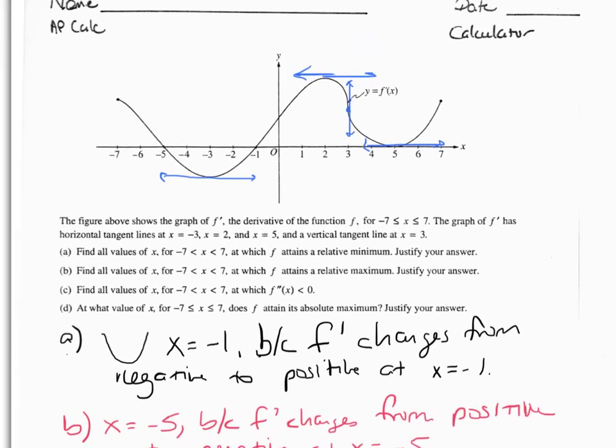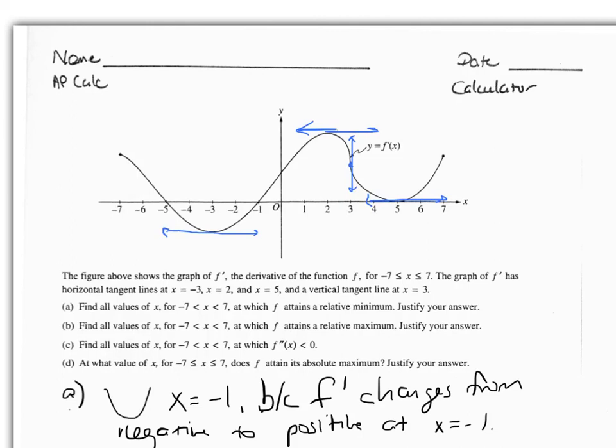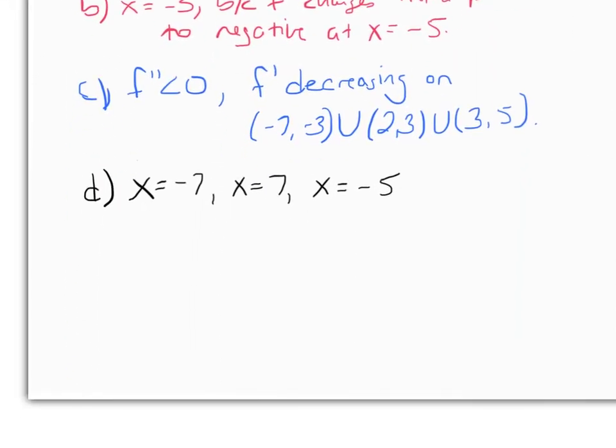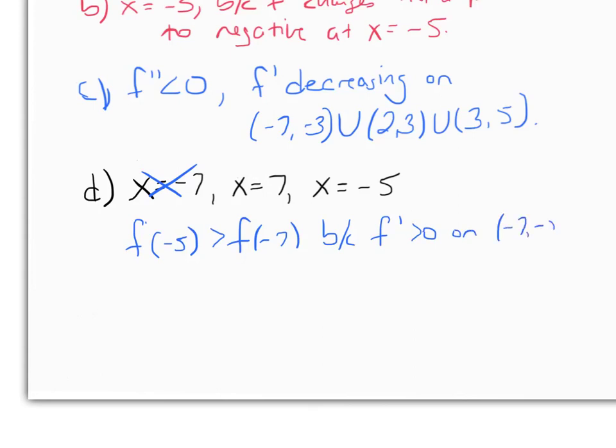So let's see what's happening on our graph up here. Now we can immediately rule out x equals -7 because this part of our derivative is positive, which means that our function is increasing. So our function increases from negative 7 to negative 5, so x equals negative 7 cannot be our absolute max. So let's make a note of that. We can cross this out, and we can say f of negative 5 should be greater than f of negative 7, because f prime is positive on that interval from negative 7 to negative 5.